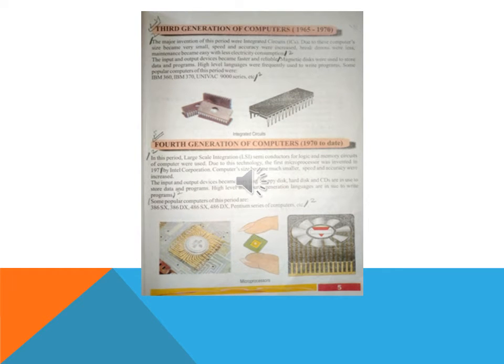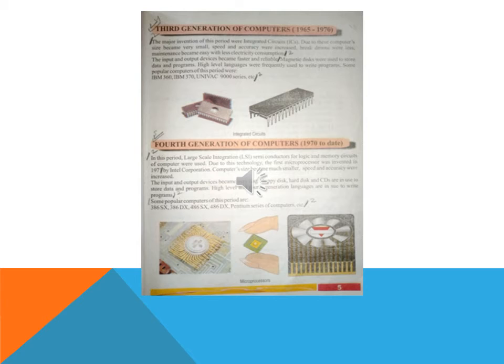Now the third generation started in 1965 and ended in 1970. The major invention of this period was the integrated circuit, or IC. Due to these, computer size became very small, speed and accuracy increased, breakdowns were less, and maintenance became easy with less electricity consumption. The input and output devices became faster and reliable. The keyboard and display screens were used as output devices, and the keyboard is used as an input device. Magnetic discs were used to store data and programs.